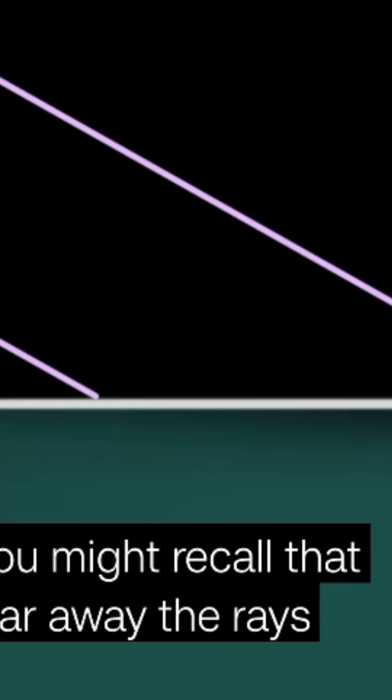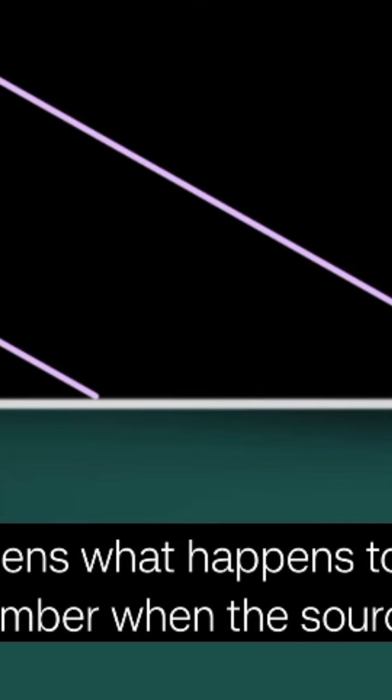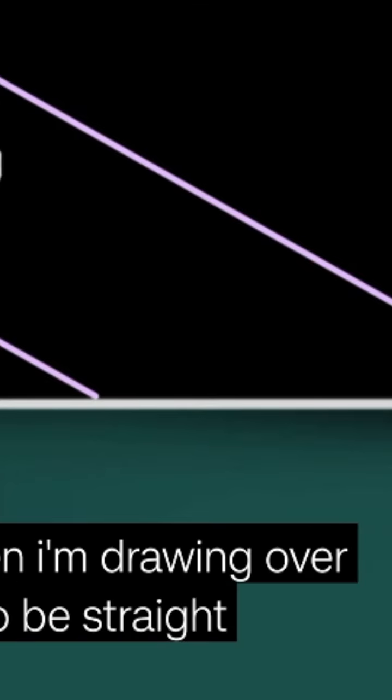And so basically I'm imagining that the source is far away. You might recall that when the source is far away, the rays of light become parallel to each other. The source is at infinity, you can say. And when that happens, what happens to our wavefront? Remember, when the source is at infinity, the wavefronts are plane wavefronts. And when I'm drawing over here, they're gonna be straight lines.